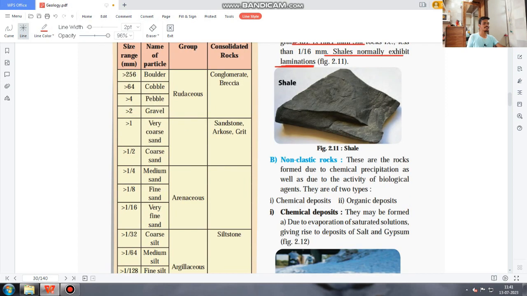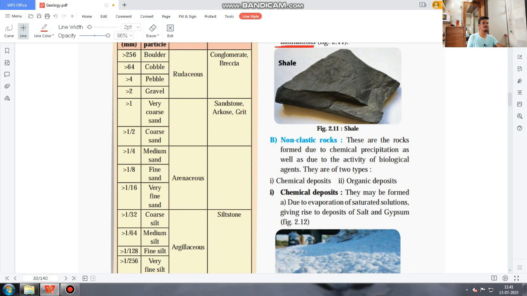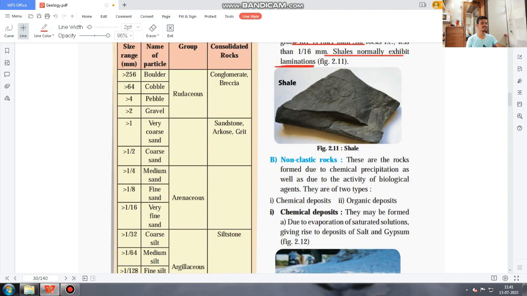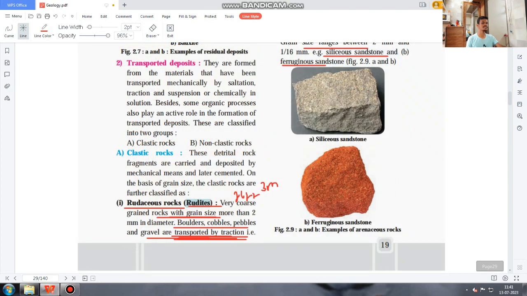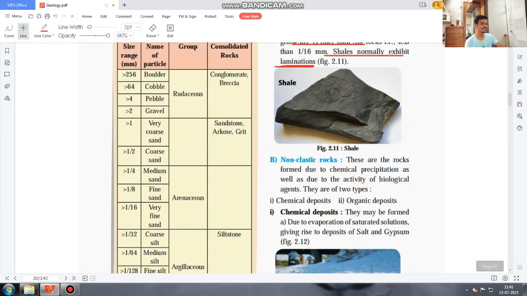Next, the second part is non-clastic. This is the table given, with classification like acidic, basic. This is the same rudaceous, arenaceous, argillaceous. Even if you learn these 3 paragraphs, it is more than important: rudites, arenites and argillites. There's no need to do more than this.